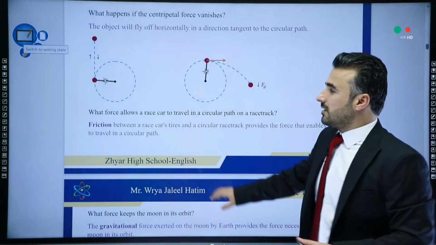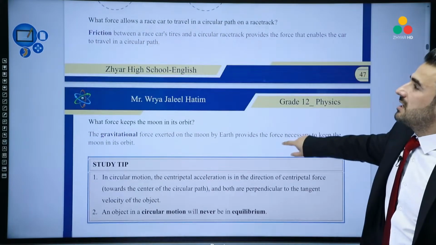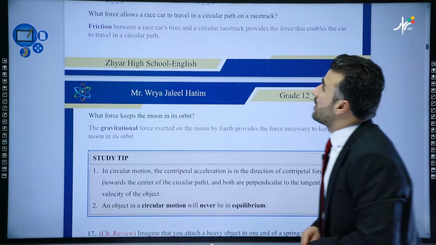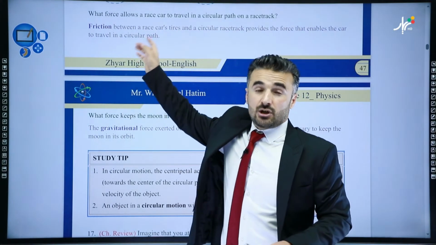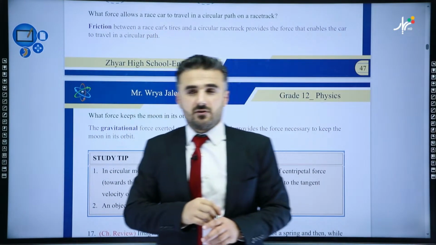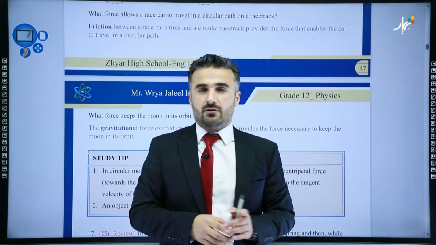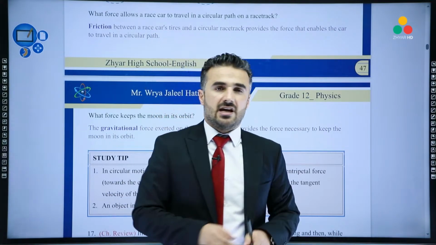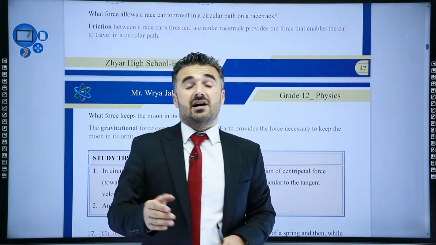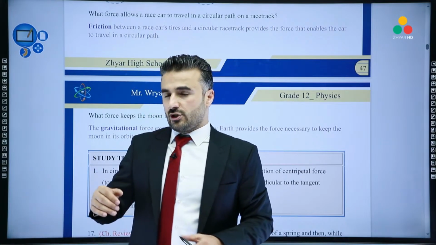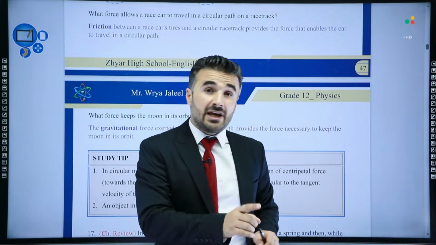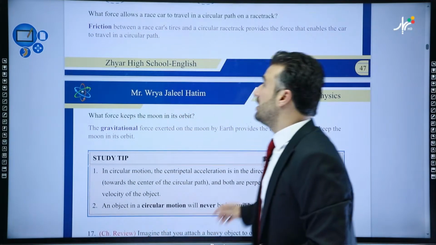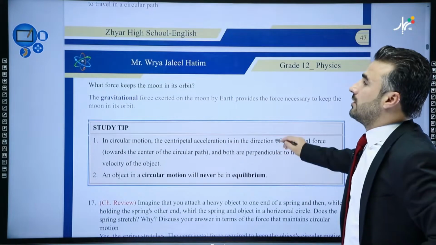So now we can go to these questions here. The first one says, what force allows a race car to travel in a circular path on a racetrack? What force allows a race car, not the driver here? In order for the race car to move in a circle, there must be a force of friction between the tire and the road. So in this case, we can say the force of friction between the tire and the road provides enough centripetal force so that the race car can travel in a circular path.